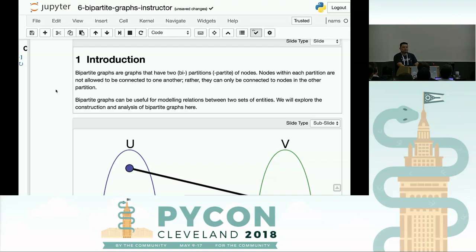Allocation of teachers to disciplines. Okay, so what are the nodes here? The nodes are teachers and disciplines, and edges indicate this teacher is teaching this discipline. Okay, anything else?